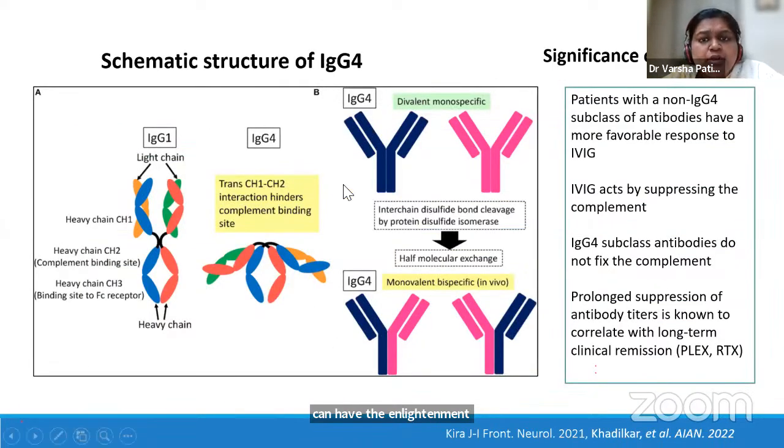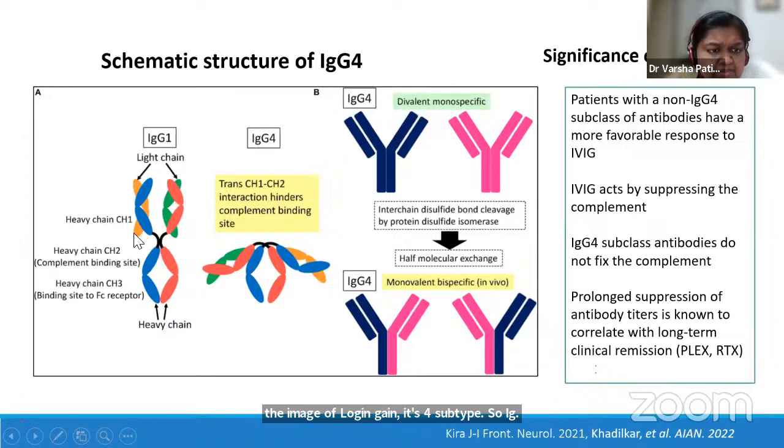So then, what is all this about no response? Basically, it relates to the immunoglobulin, the IgG1 and the IgG4. Immunoglobulin G has 4 subtypes, so IgG1 or IgG4, how are they different?